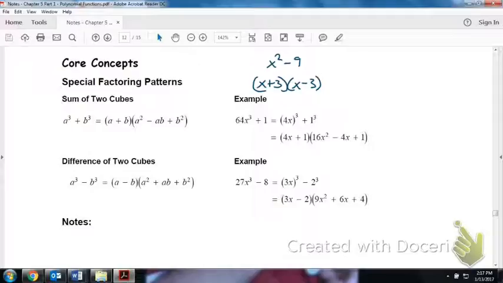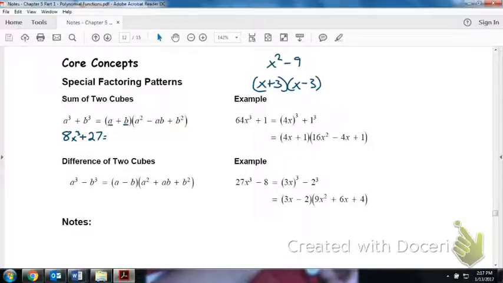So if I did, let's take the perfect cubes, let's say 8x cubed plus 27. Now 8 is 2 cubed and 27 is 3 cubed, 3 to the third power. So what we're going to have, these a's and b's correspond to the cube root of those two terms.